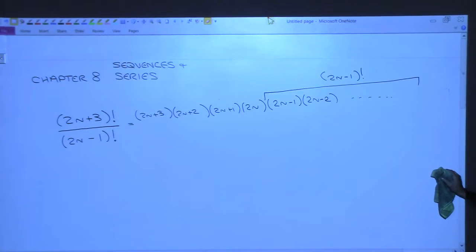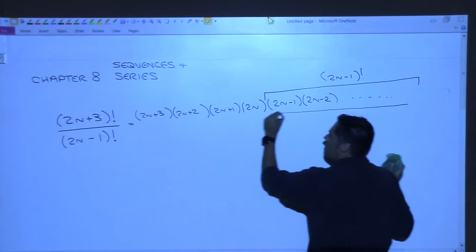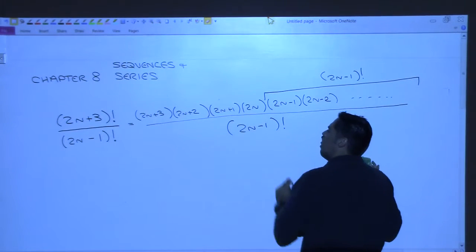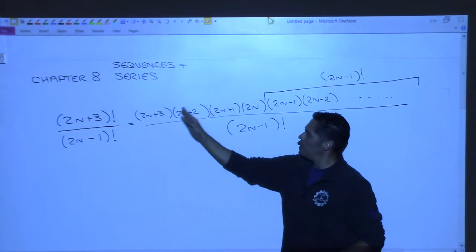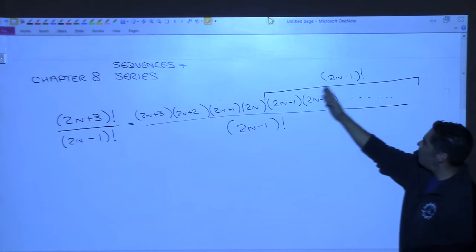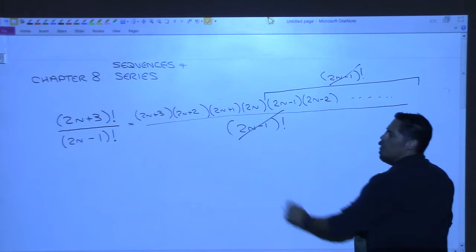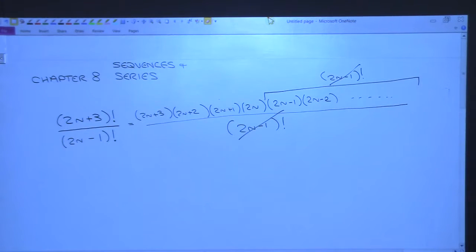And then on the bottom, you have 2n minus 1 factorial. So what you've done is you've peeled off enough of these to make the top part match the bottom part, and then you can cancel these out completely. And then you no longer have factorials. Does that make sense? Okay.